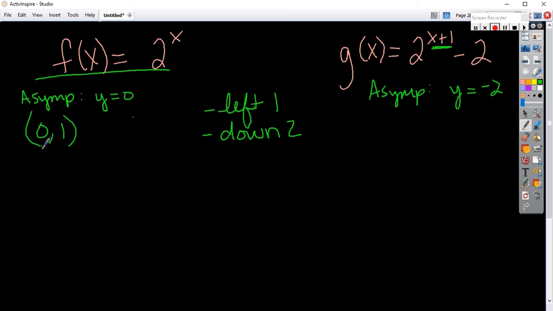So now if I shift this point left 1 and down 2, look at the left first. If I start at 0 and I go left 1, what is my new x? Negative 1. If I go down 2, what's my new y? This is saying subtract from x. This is saying subtract from y.